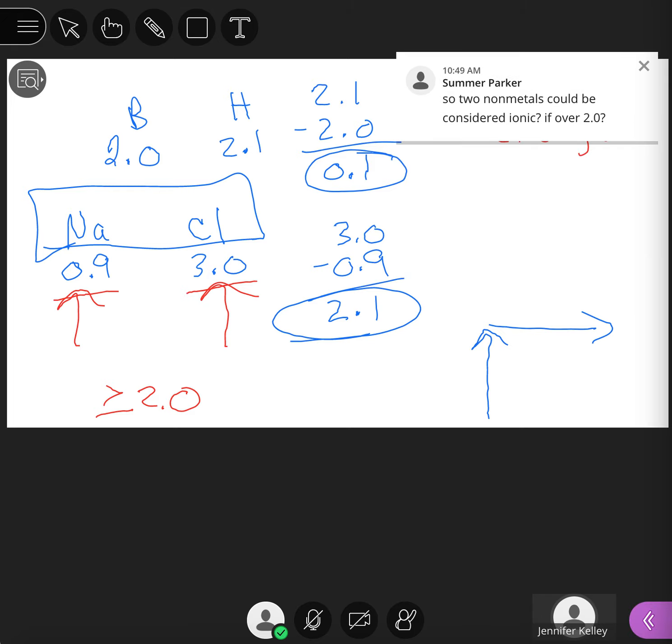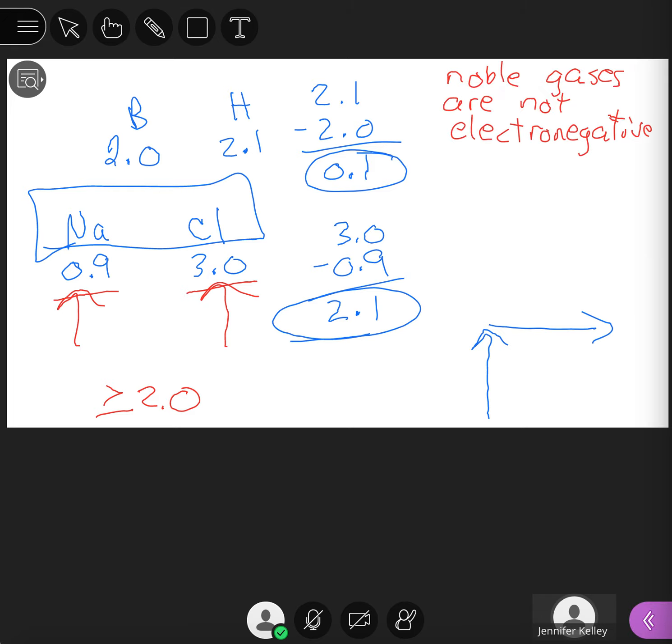Ionization is a little bit different. The ionization energy has the same trend. So ionization energy has the exact same trend here as electronegativity, because they have to deal with pulling electrons toward themselves.